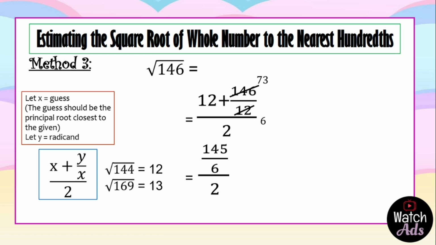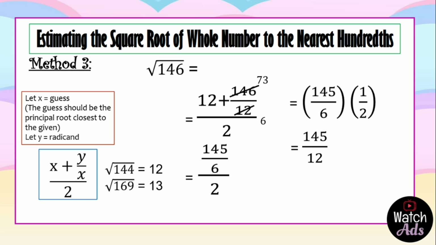And then, since we are applying division, in division of fractions, we take the reciprocal of the divisor and we multiply the fractions. Now, we have 145 over 6 multiplied by 1/2. Let's check, evaluate the fraction if we can cancel anything. And I think there's none. So, we end up with 145 over 12. Now, dividing 145 by 12, our answer is 12 and 800.